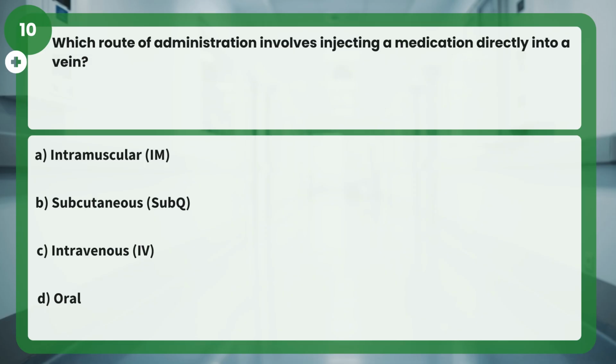Question 10. Which route of administration involves injecting a medication directly into a vein? A. Intramuscular, IM. B. Subcutaneous, sub-Q. C. Intravenous, IV. D. Oral.